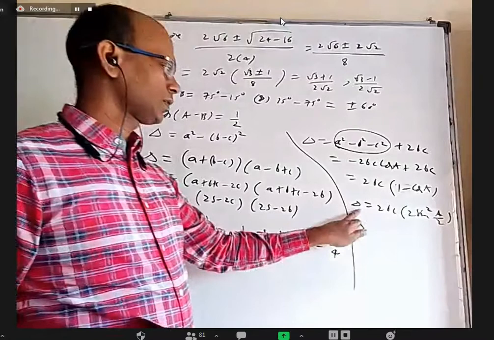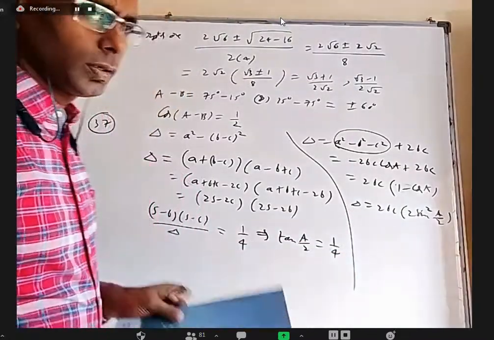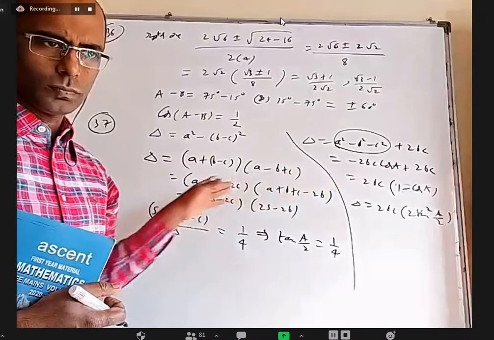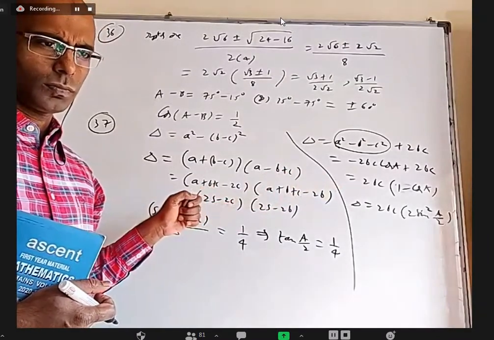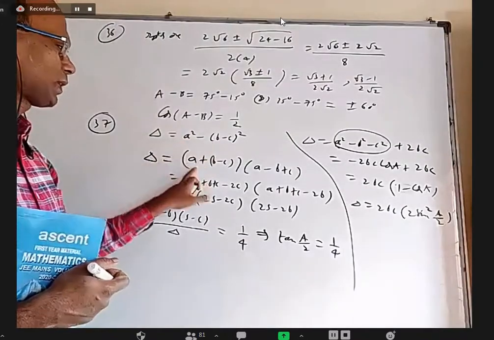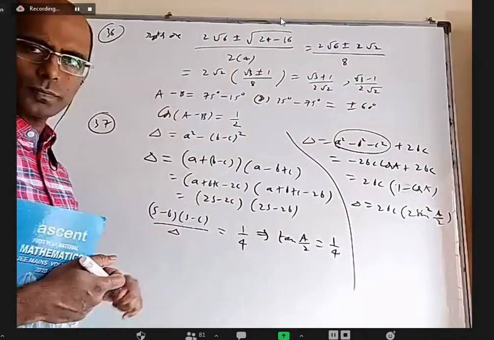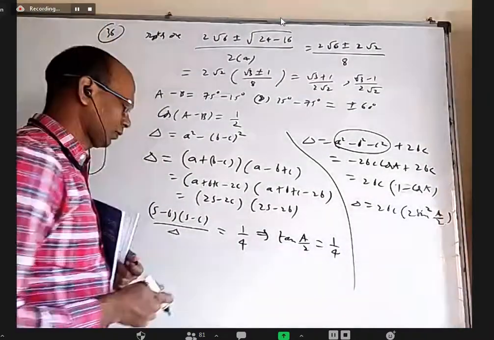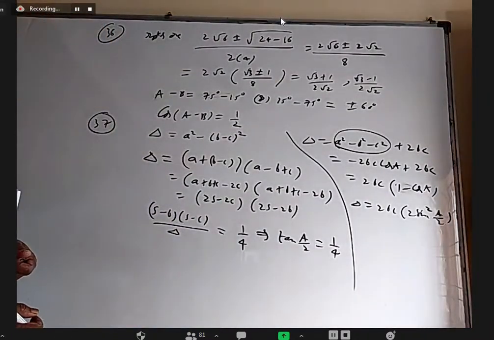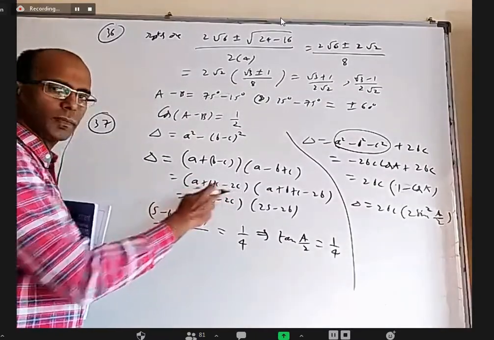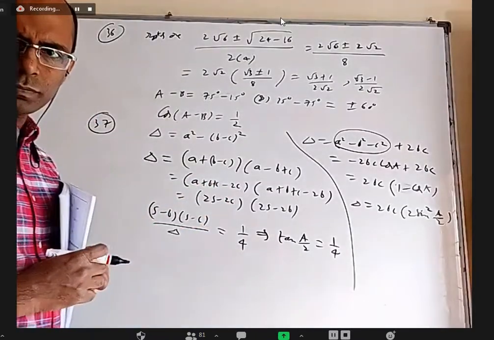Sir, what is the first step? Are you talking about this one or this one? Left hand side, sir. X square minus y square, I wrote x plus y into x minus y. Sir, below that, a plus something. This one, a plus b plus c minus 2c. I added c and subtracted c. Yes, sir.